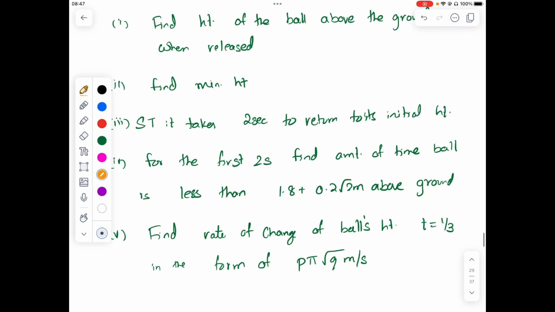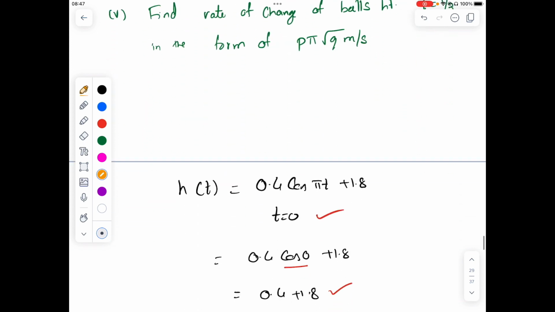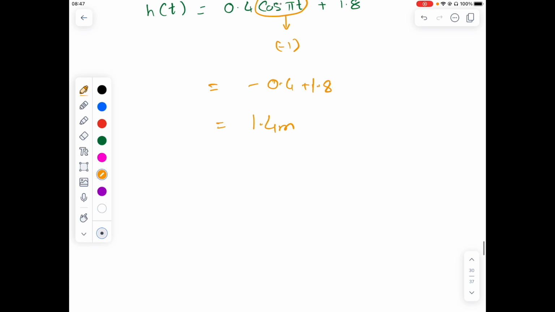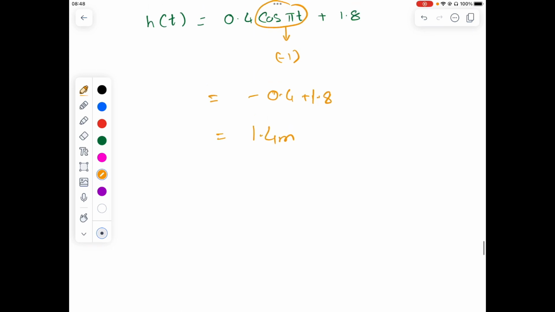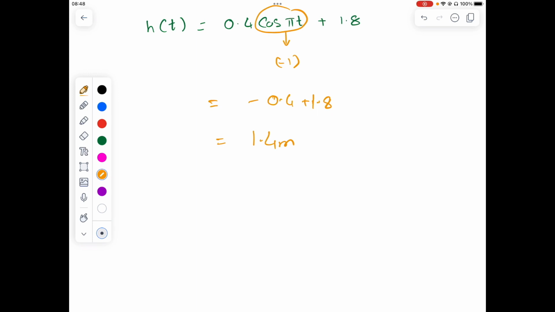Show that it takes 2 seconds to return the ball to its initial height. So we have to show that it takes 2 seconds to return the ball to its initial height. We know that the ball is released from the maximum height and it returns there a period later. What is the period of this cosine pi t? It completes one full cycle. So we have to talk about the period.